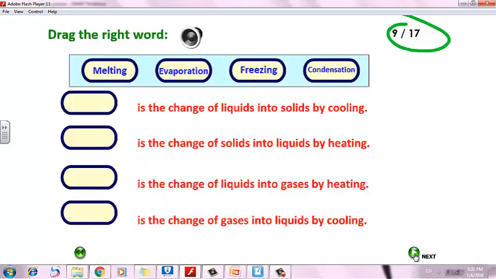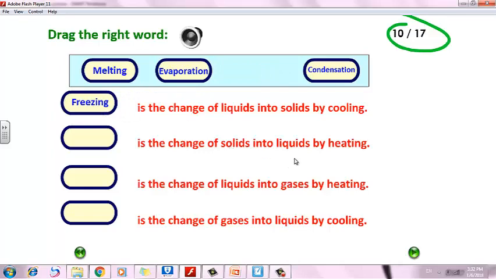Drag the right word. First is the change of liquid into solid by cooling. Liquid to solid by cooling. It's melting, evaporation, freezing, or condensation. Freezing.